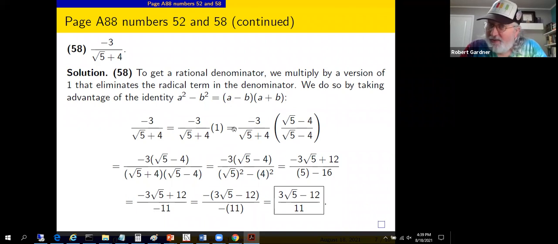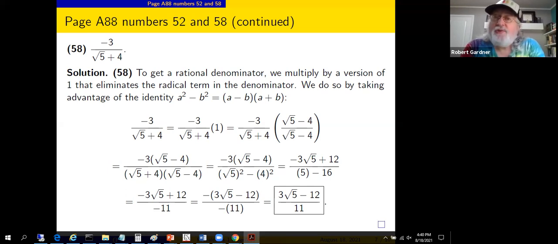The equality still holds. And when we multiply this out, because this is of the form A plus B times A minus B, it's of this form here, we'll get the first one squared minus the second one squared. And when you do that, the square root on the 5 will disappear. And some stuff happens in the numerator. The question was rationalize the denominator. So I guess I'm fairly uncaring about what happens to the numerator.